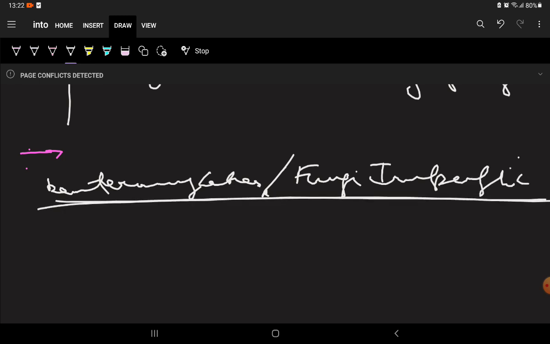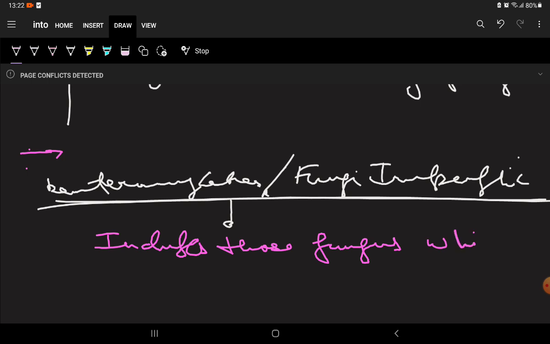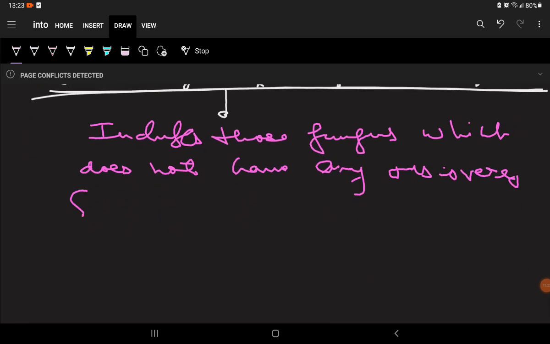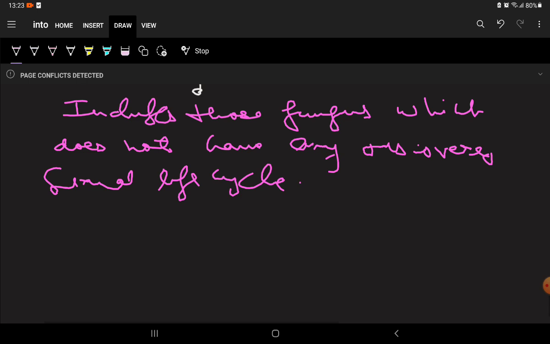These include only those fungi which do not have any discovered sexual life cycle. We, the scientists, have not discovered their sexual life cycle yet, so that is why they are kept in Deuteromycetes or fungi imperfecti.